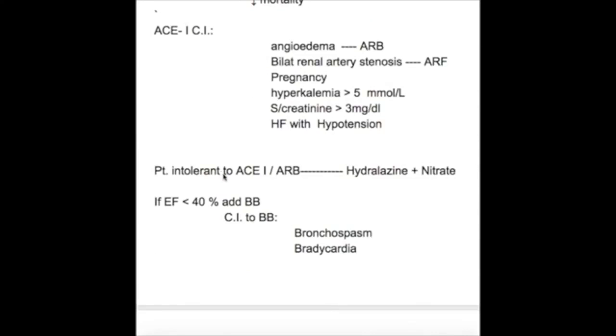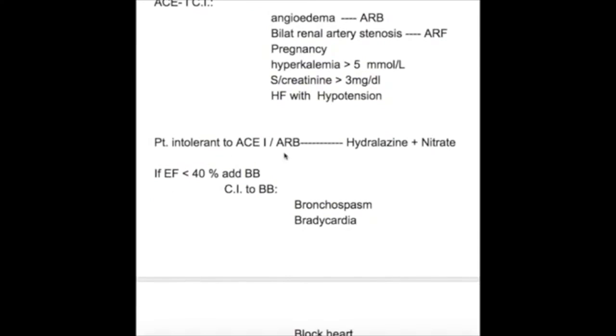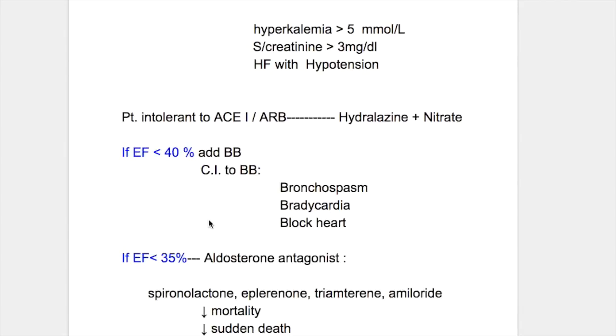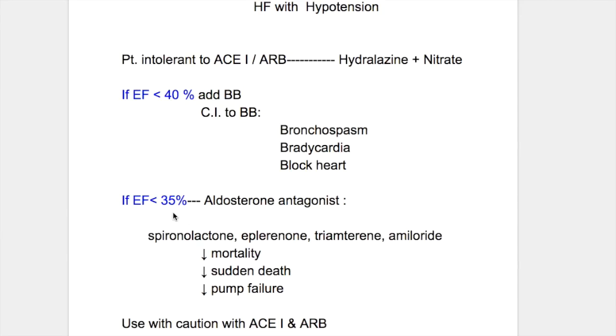If patients are intolerant to both ACE inhibitors and receptor blockers, then what drug do you use? Hydralazine with oral nitrate. If the ejection fraction is less than 40%, then beta blockers are added to ACE inhibitors. Contraindications to beta blockers are bronchospasm, bradycardia, and heart block. If ejection fraction is less than 35%, aldosterone antagonists, spironolactone, eplerenone, triamterene, and amiloride are added.